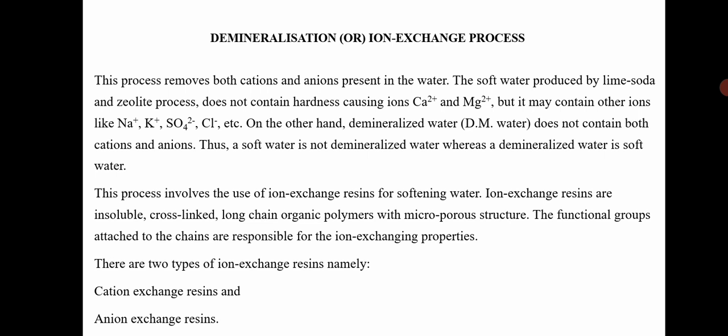One is the cationic compartment and the other is the anionic compartment. Both compartments are connected with insoluble, cross-linked, long-chain organic polymers with microporous structures. These resins, connected with functional groups, are responsible for the ion exchanging properties.